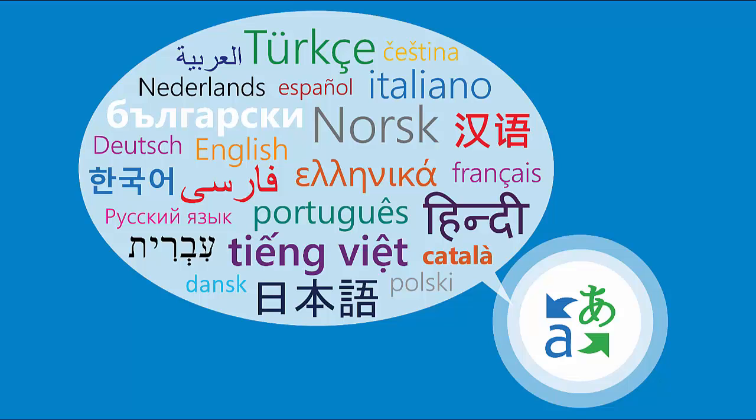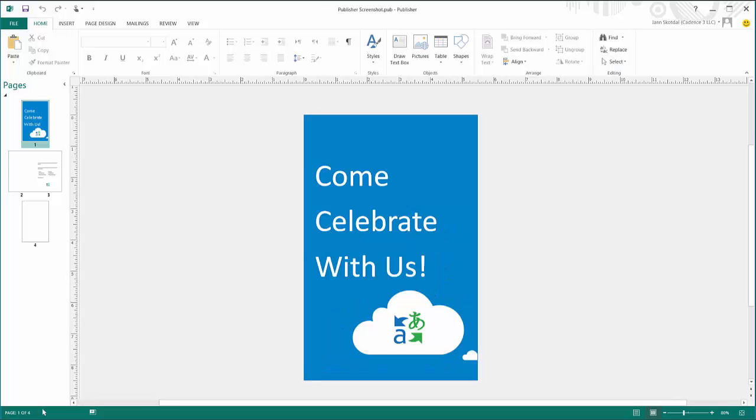The Translator team is having a party, and I'm sending invitations to our team in China to attend via Skype or in person if they can. I want to print the card in Chinese, but I don't know the language. Luckily, I can use the translation features in Publisher to translate the card automatically.